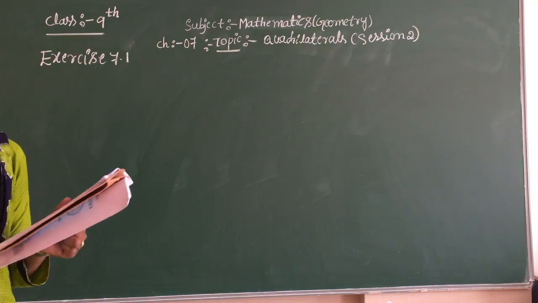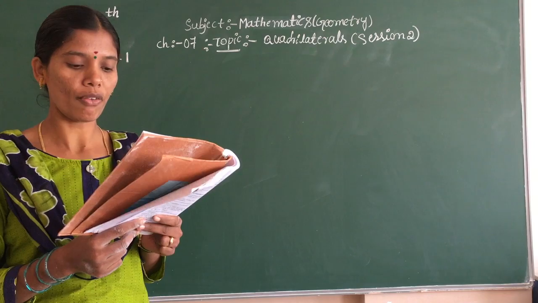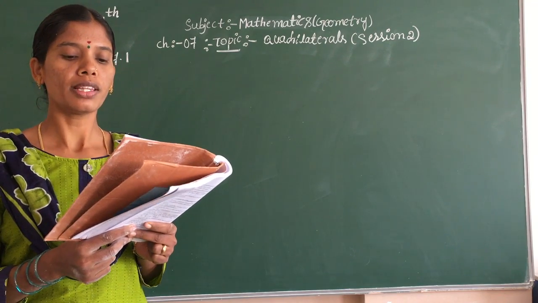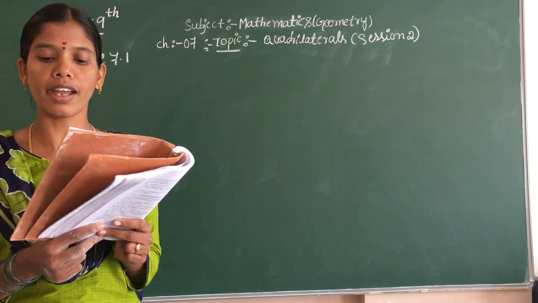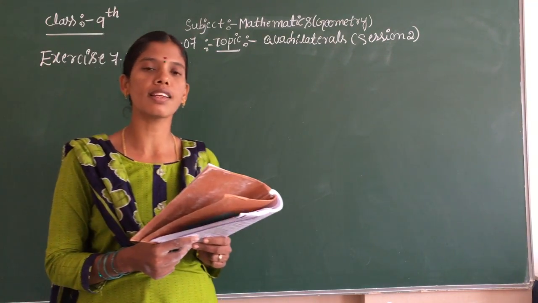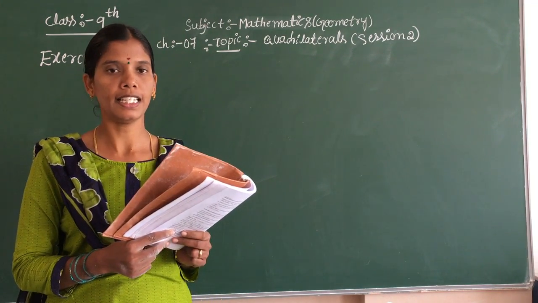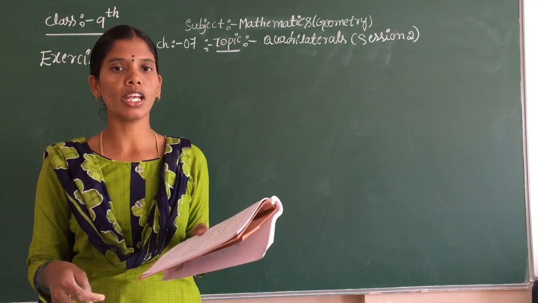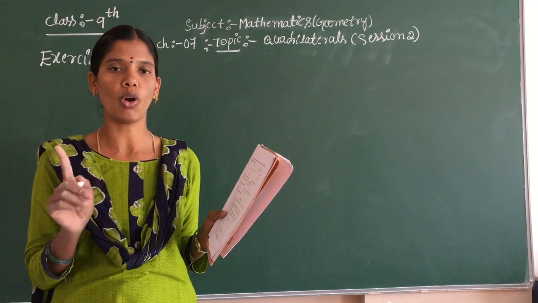So what is the first question? The angles of a quadrilateral are in the ratio 3:5:9:13. Find all the angles of the quadrilateral. Children, you already know the sum of the angles of a quadrilateral is 360 degrees. That is what you should write first. Don't give a figure; first you should write the quadrilateral.